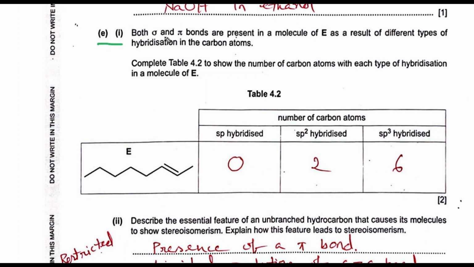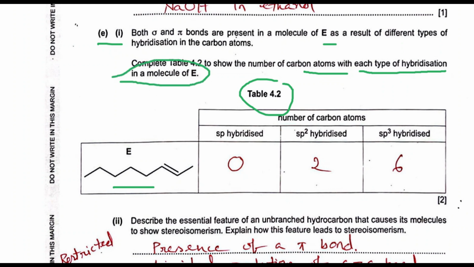E1: both sigma and pi bonds are present in molecule E. Molecule E is this alkene. As a result of different types of hybridization of carbon atoms, complete this table to show the number of carbon atoms with each type of hybridization in molecule E.